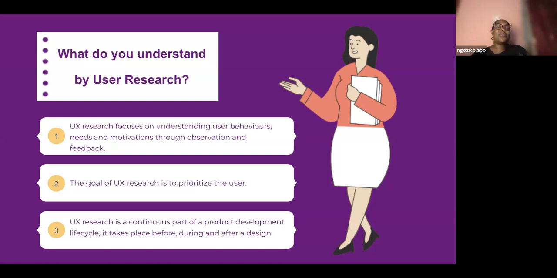That is why research is important, so that you can know if the thing you want to build is actually something that people need, something they are really craving. I need this product, it's important to me. That's what you have to look out for. It focuses on understanding the user's behaviors, needs, and motivation through observation and feedback. So you need to observe if this is what your users actually need.